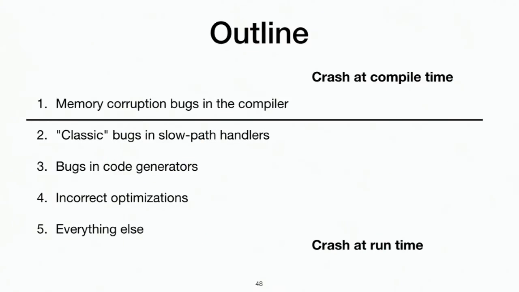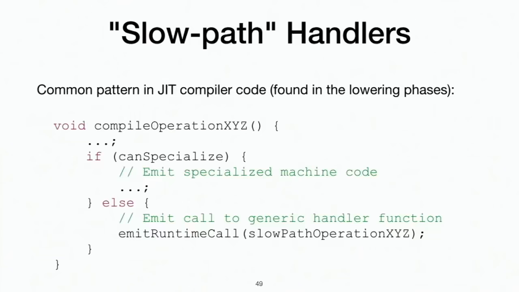Because the compiler itself has a memory corruption bug, versus all the others. They only crash at runtime, or they produce faulty conditions at runtime, right? So they are a bit more interesting, I think. So let's start with the first one, that's these lowering handlers.